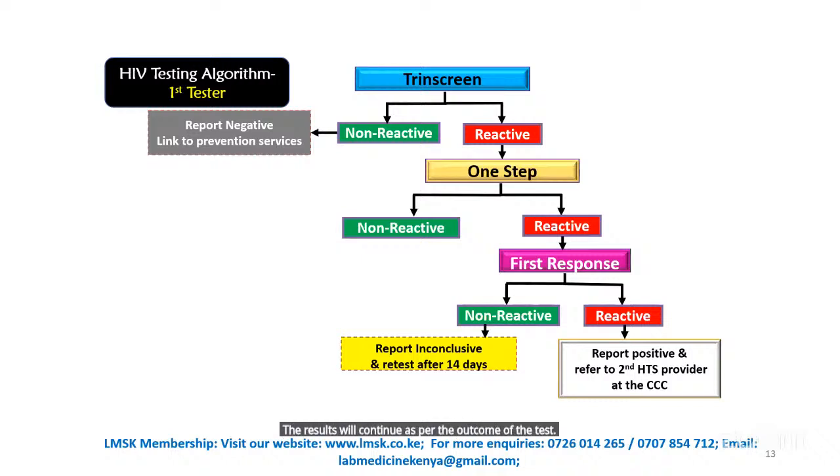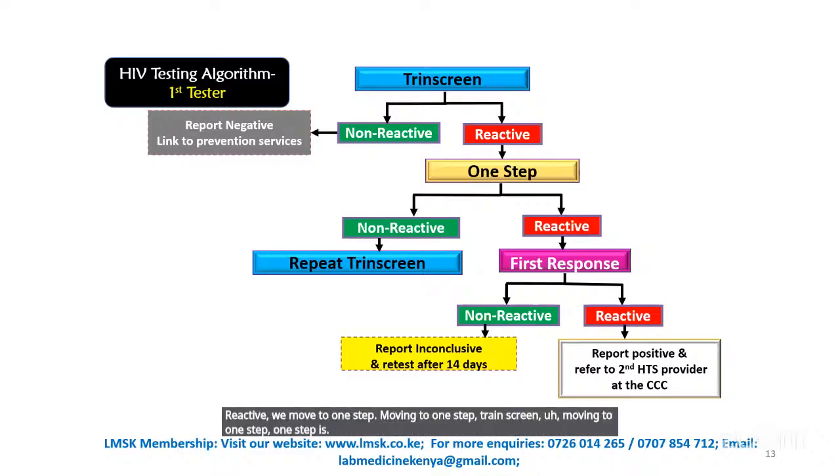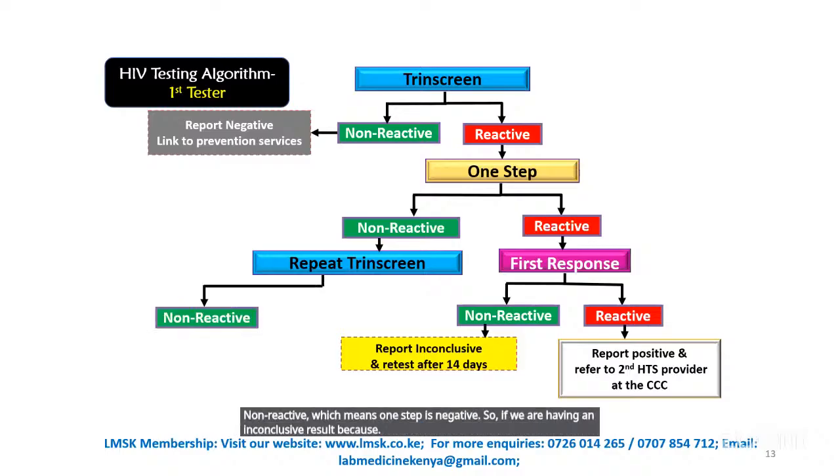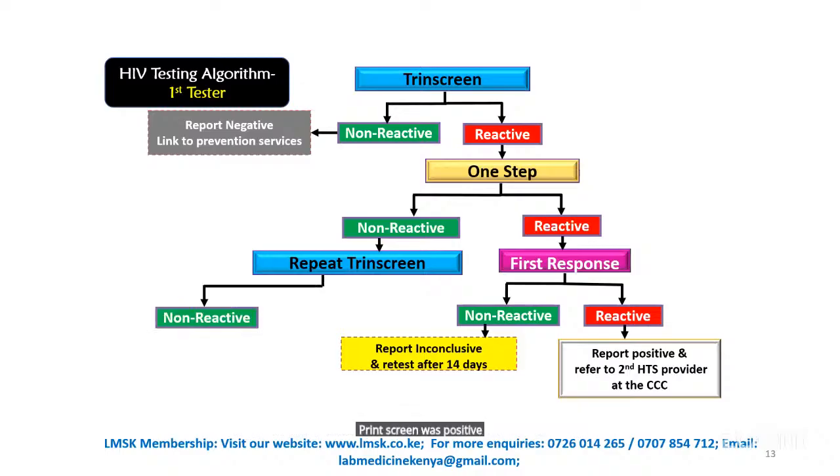Then another tree on our diagram: TrinScreen is reactive. We move to one step. Moving to one step, one step is non-reactive, which means one step is negative. So if we are having inconclusive results because TrinScreen was positive and one step is now negative, we go back to TrinScreen.